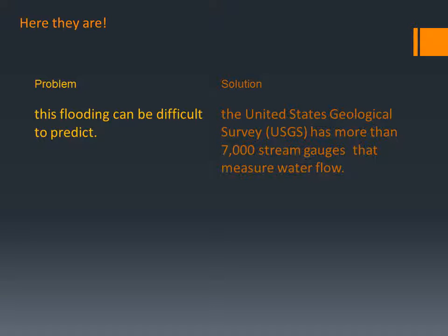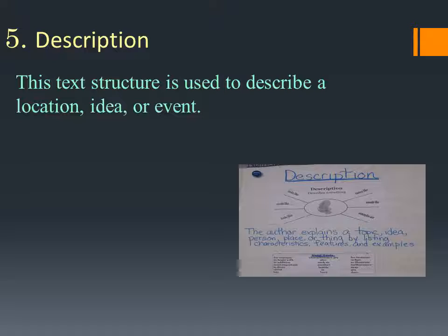Right. So the problem is that flooding can be difficult to predict. The solution is that the United States Geological Survey has more than 7,000 stream gauges that measure the water flow, so that they can try and predict. Last up is description.